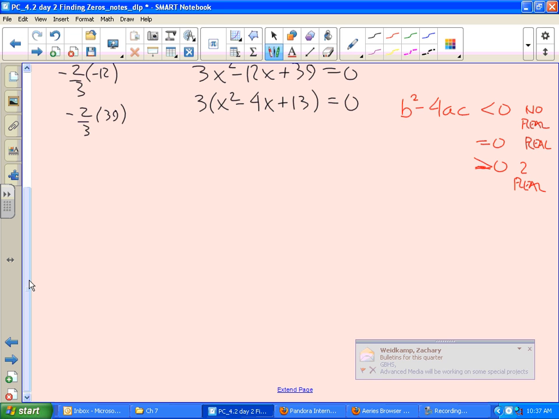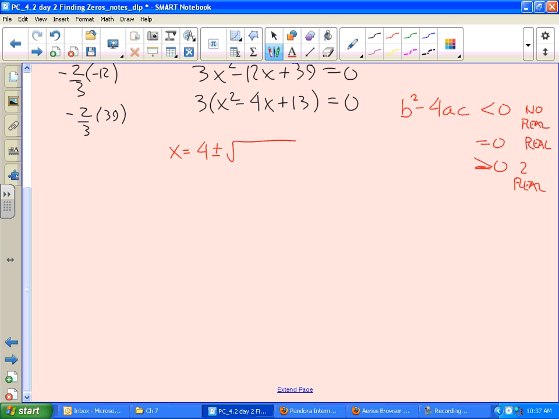So b, negative 4 squared, 16. 16 minus 4 times 13. 4 times 13 is 52. So 16 minus 52 is a negative number. No reals here. These are going to be imaginaries. So I'm going to have negative b plus or minus the square root of 16 minus 4 times 13, all over 2 times 1. 4 plus or minus the square root of 16 minus 52 is 36. Negative 36.